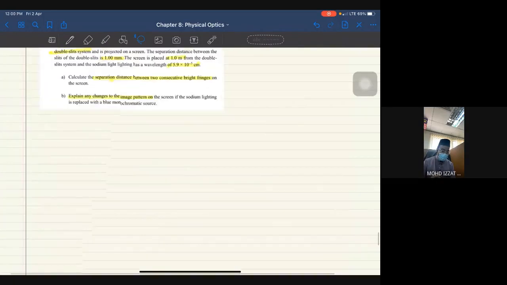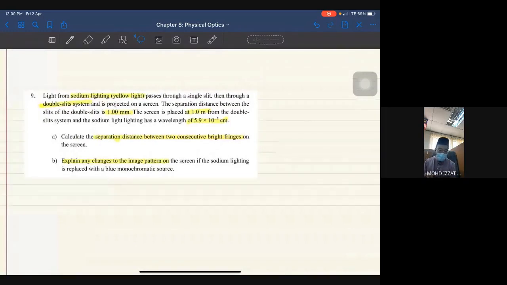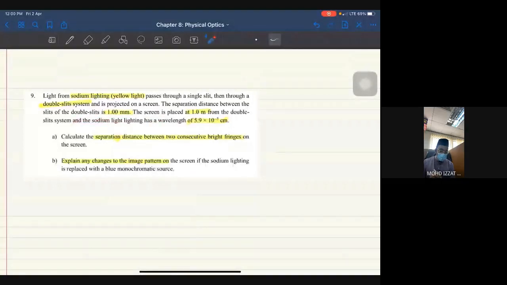Light from sodium light. Okay, this is a yellow light. Passes through a single slit, then through a double slit system. Final tu yang penting sebab dia final dia dekat double slit. So you know that this one is the double slit. Projected on the screen, the separation between the slit and the double slit is 1 mm, and the screen is placed at 1 m from the double slit system. And the light has a wavelength of 5.9.